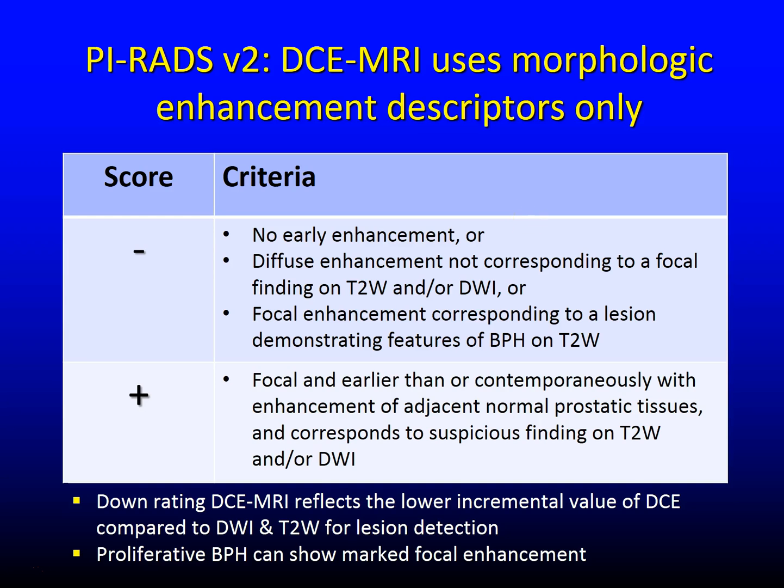The PI-RADS version 2 uses morphological descriptors, but only scores it as positive or negative. And that down rating of the DCE assessment reflects the lower incremental value of DCE features when compared to diffusion imaging and T2 imaging for lesion detection.